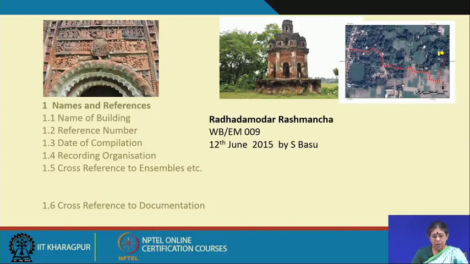It can be someone who is trained, or you can train people, or you can do it on your own. But the name and the date are absolutely important. The recording organization, in this particular case, was IIT Kharagpur as part of a project. We did it for the State of Built Heritage Inventory of India, by INTACH New Delhi. Under that project we did a preliminary investigation and inventory of the structures which are not under any list.